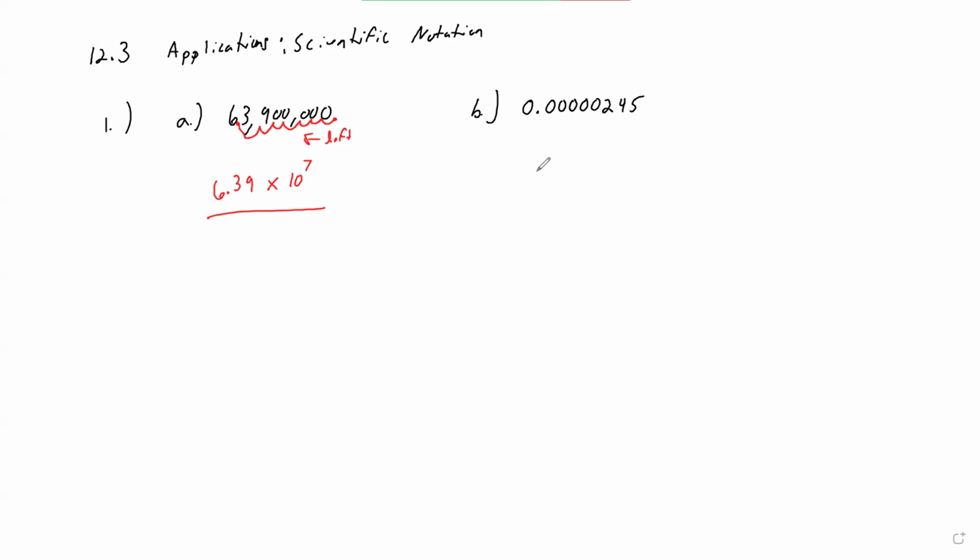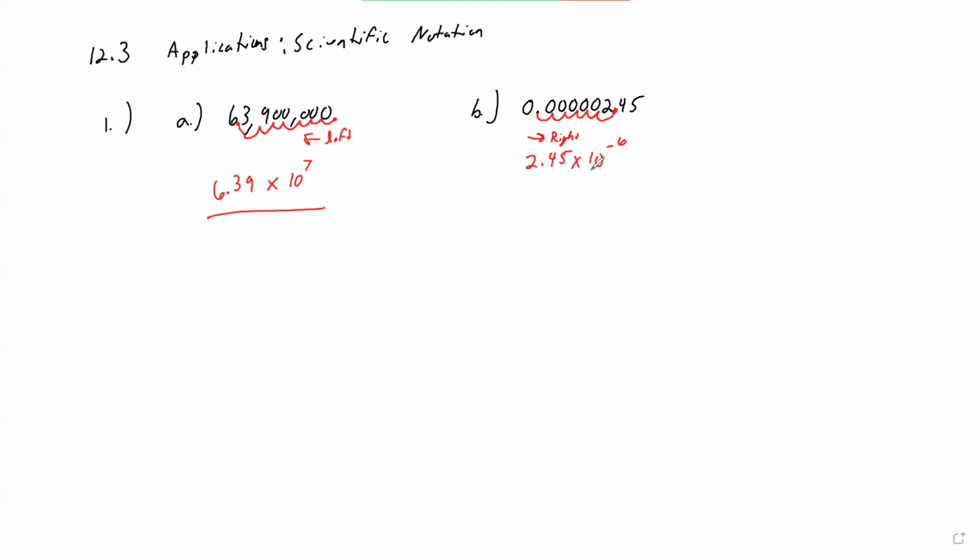Really small number. But again, to shorthand it, I would move the decimal place until I get a number that's between 1 and 10. So that's going to be 1, 2, 3, 4, 5, 6. So my new number is now 2.45. And I would still say times 10. But this time, since I went to the right, instead of it being 6 as a positive, it'll actually be -6.